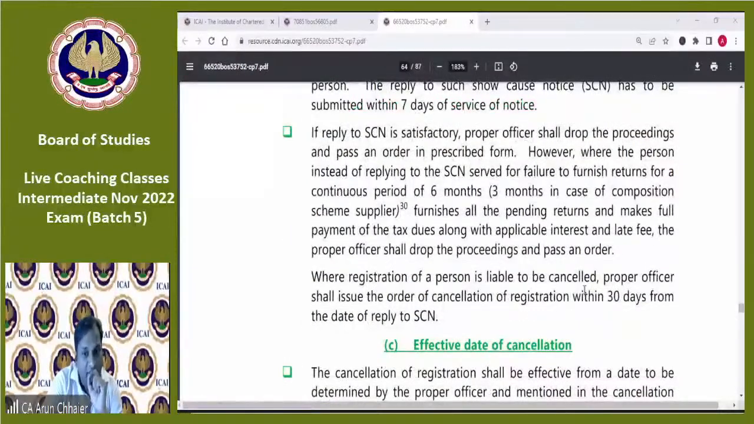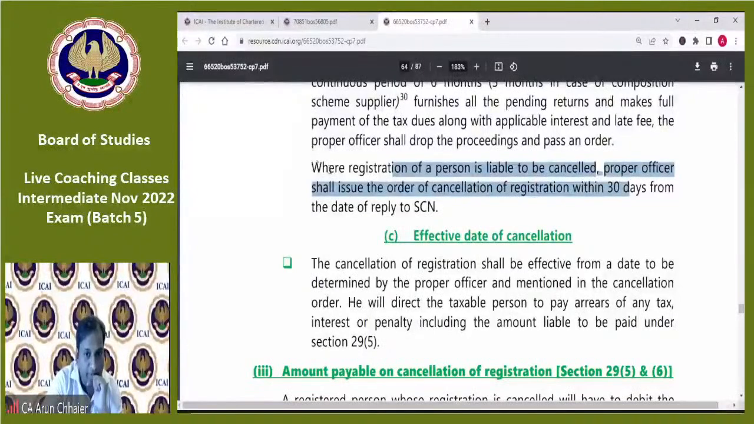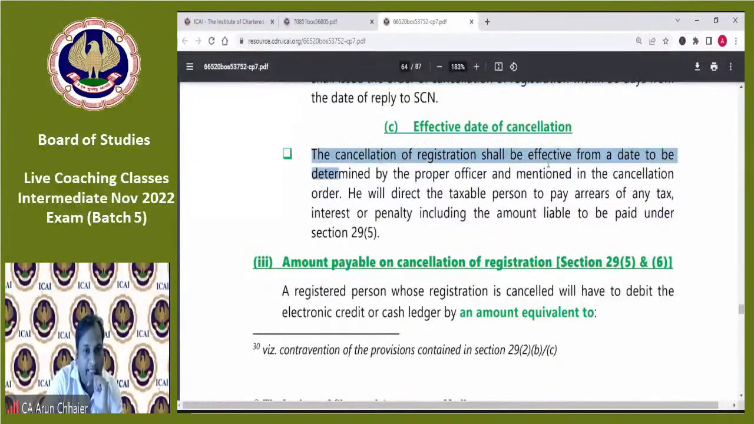Where the registration is liable to be cancelled, the proper officer shall issue the order within 30 days from the date of the reply to the show cause notice. The cancellation shall be effective from a date to be determined by the officer and mentioned in the cancellation order. He will direct the taxable person to pay the arrears along with interest and penalty, including the amount liable to be paid under 29.5.